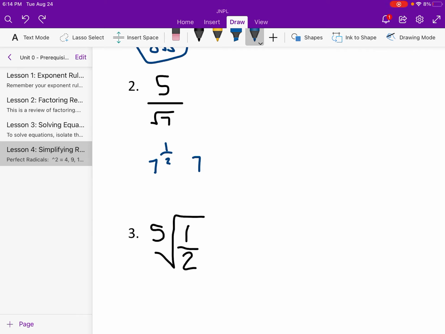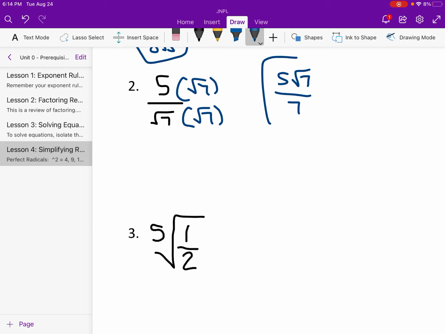How can we make it 7 to the 1st? If we have another 7 to the 1/2, when you multiply them, because you add the exponents, then you get 7 to the 2/2, which is still just 7. So that's how that works. You just multiply it to where the root symbol will cancel out. But you have to do the same thing to the numerator also. So you would get 5 root 7 on the top and 7 on the bottom, and that's actually just your answer.